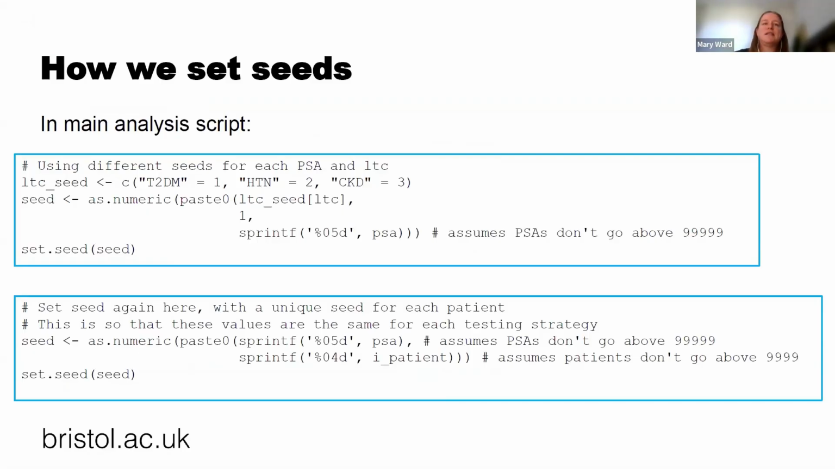We also need to work out a way to set seeds to be consistent, as we want some things to be specific to PSA and LTC, and then some of them we want to be specific to patient. So I did this by creating a seed that was dependent on the LTC and also the PSA number. And then here I did one that was also dependent on the patient ID, which meant that we could get consistency where it's needed.